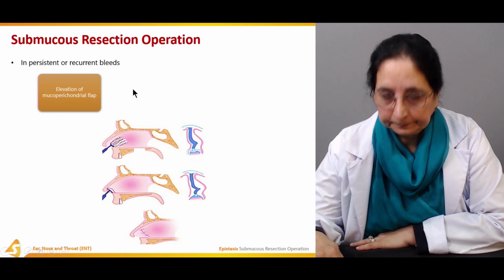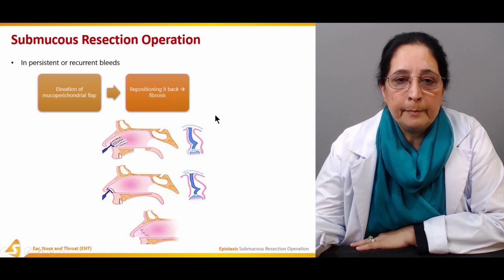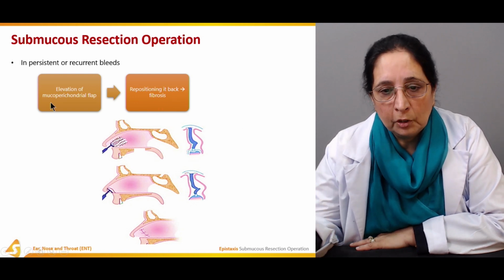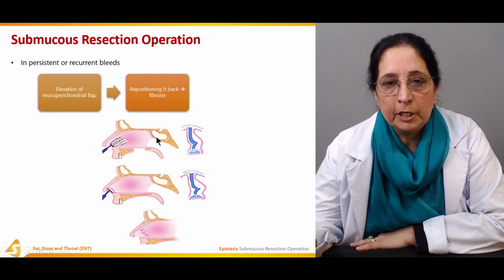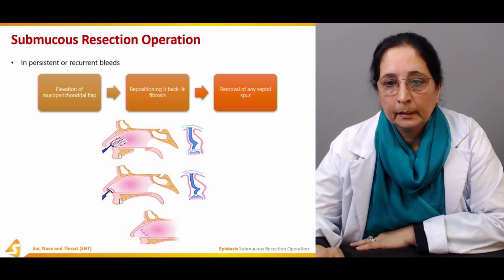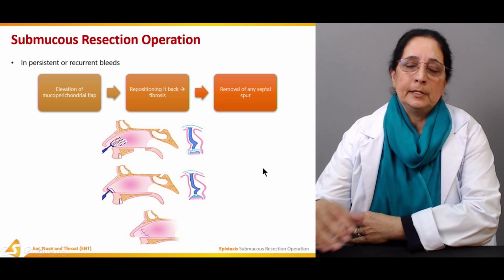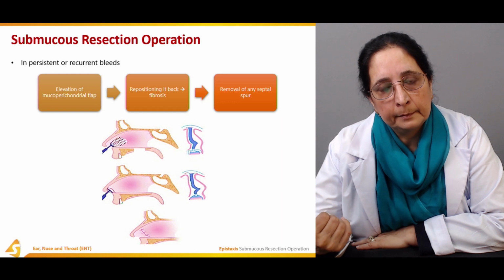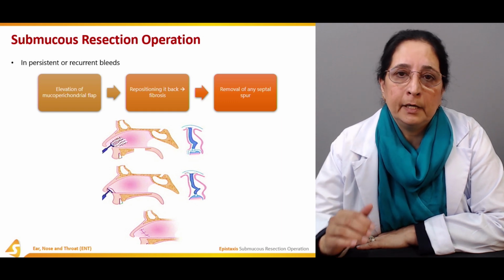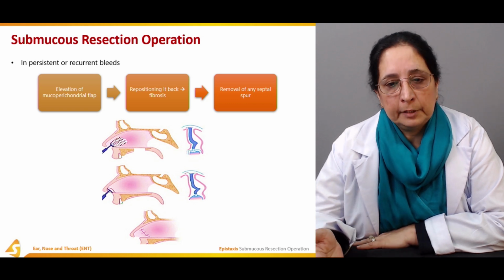So there is elevation of the mucoperichondrial flap, and repositioning it back sometimes leads to fibrosis also. So elevation of mucoperichondrial flap and then repositioning or bringing it back. Removal of any septal spur. If there is any septal spur or deviation or projection of any area of the septum, it should be removed by this procedure.